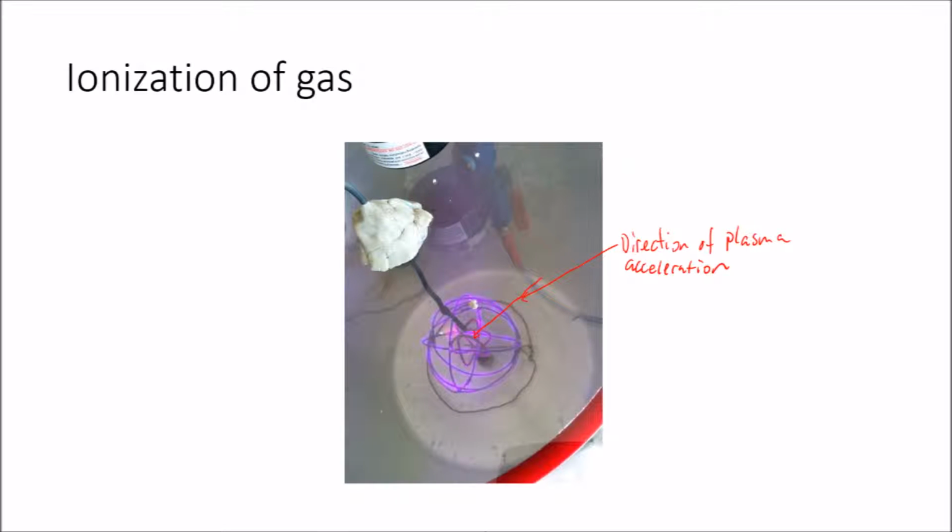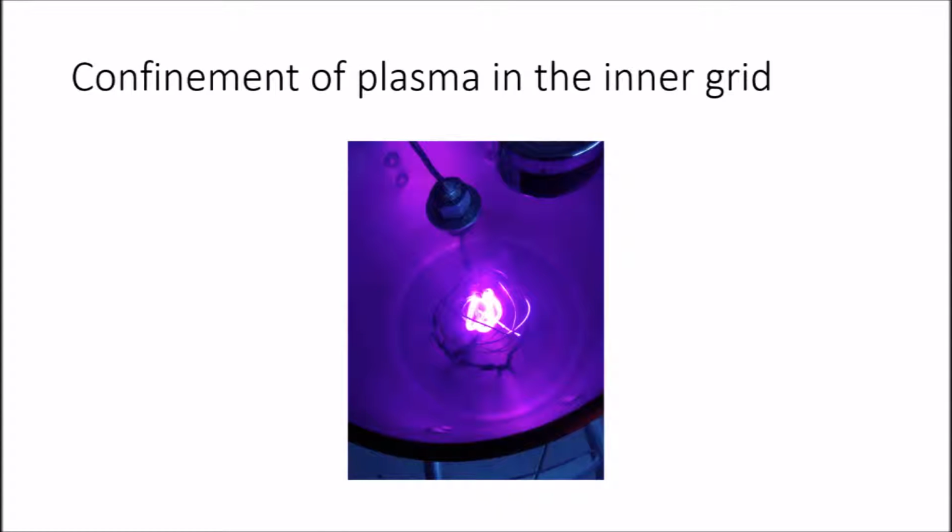This slide shows the ionization of gas when the machine is turned on. The gas's electrons are being stripped away from its orbits on the outer grid. And this is the image of the fusor being turned on. After a little while, the plasma created on the outer grid has all been confined into the inner grid because of the electrostatic difference. Plasma has successfully been confined in this machine.